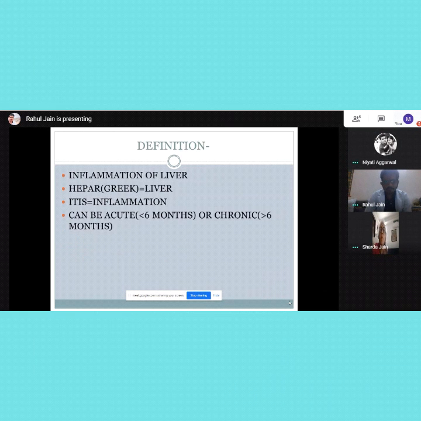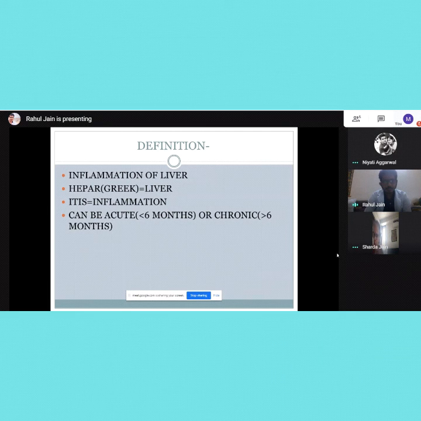Then coming to definition. The word hepatitis is very clear and simple: the word hepar is of Greek origin, and it means liver, and itis means inflammation, which is English terminology. So inflammation of the liver is hepatitis.